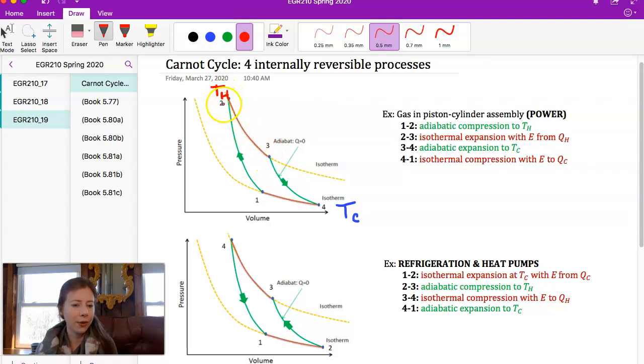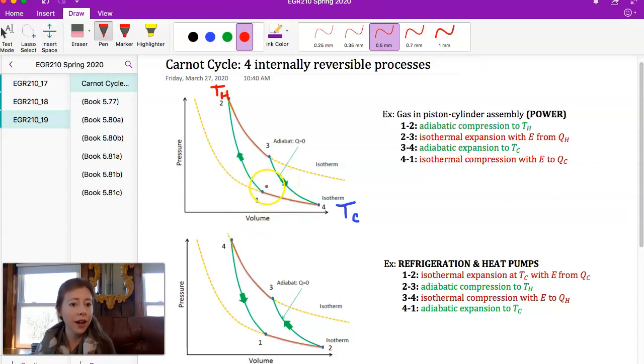From 2 to 3, we're riding along an isotherm, so we remain at TH. Under expansion, we're decreasing our pressure, and in order to maintain the same temperature, we have to have a heat input. So for process 2 to 3, we have isothermal expansion with energy coming from our hot reservoir. Then for process 3 to 4, once again, we are riding along an adiabat, so we have adiabatic expansion to our cooler temperature. We have a reduction in pressure and an increase in specific volume. And lastly, process 4 to 1 brings us back where we started because this is a reversible cycle.